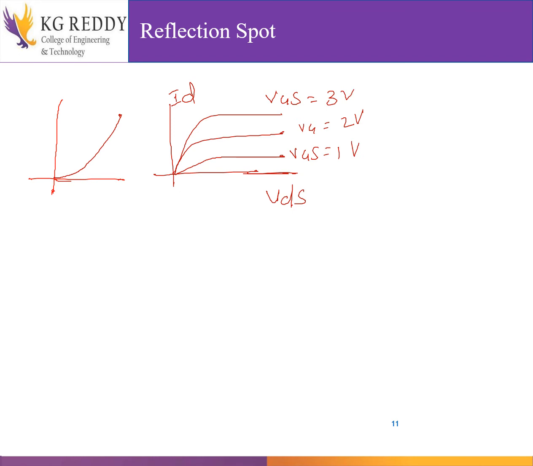But when it comes to here, the characteristics will look something like this, which we will be plotting. This is ID versus VGS, and somewhere here we say VTH, because this region we say is cutoff, then linear, that way. And in general, we also draw a characteristic something like this.